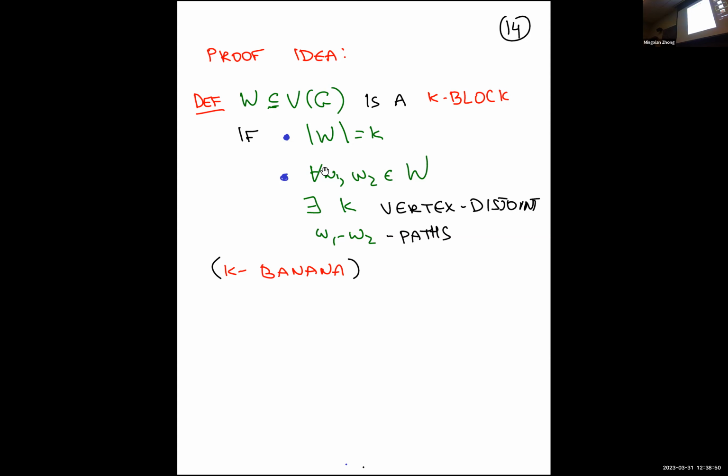So what you should think about is k vertices with k paths here and k paths there, k paths everywhere. And this bunch of paths is allowed to meet that one, but within the bunch, there are all vertices. So that's a k-block, and a k-block consists of k bananas. That's what you get between two bananas.